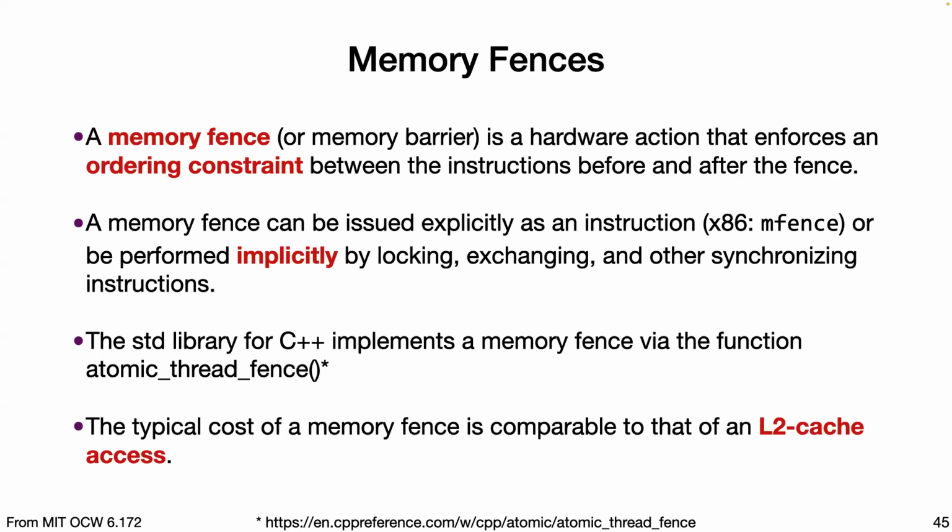But a memory fence can also be implicitly issued by lock, exchange, or other synchronization. And in C++, you can call a memory fence using atomic thread fence. There's some documentation, and the cost of the memory fence is comparable to an L2 access. So I think people are trying to make this better. Here we're only talking about one thread, so the instructions on this single thread must conform to the fences. Yes, so in the case of Alice and Bob, you'd have to put it in both Alice's and Bob's code.